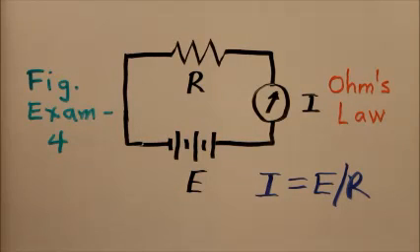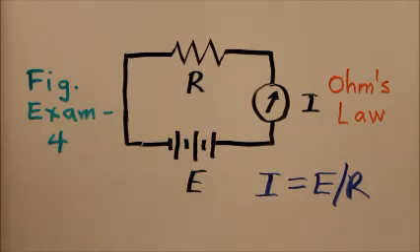If we multiply the DC source voltage by 100 and leave the resistance the same, that's choice A, that will increase the current by a factor of 100. So choice A will work.